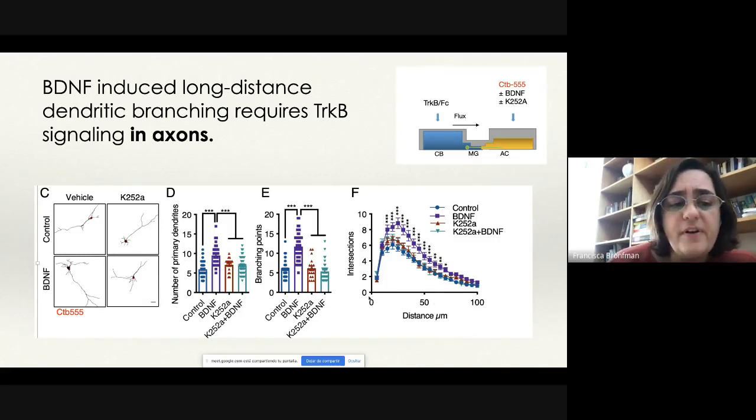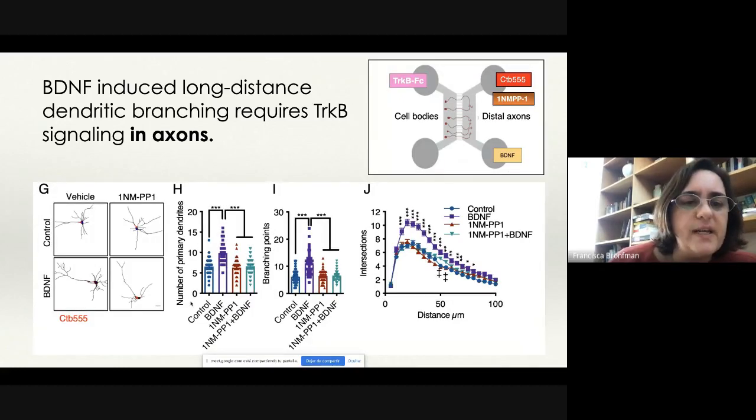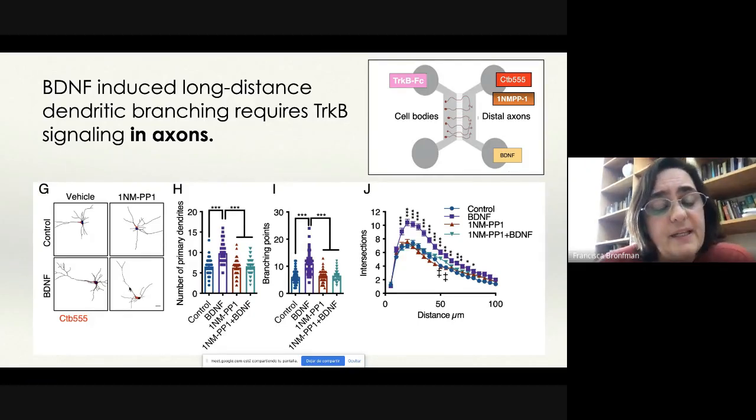Very similar results we obtain when we use the mouse neurons and add the 1NMPP1 inhibitor in the axonal compartment. We also obtain an increase in dendritic morphology upon addition of BDNF, and this was reduced by the inhibition of TrkB activity in the axons.